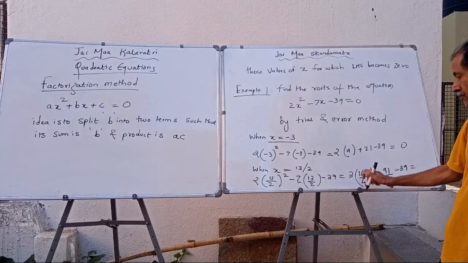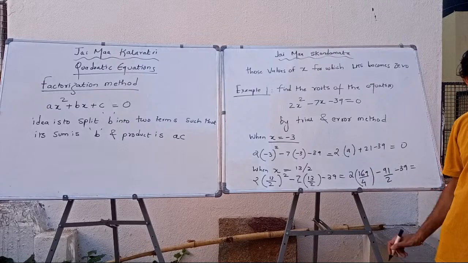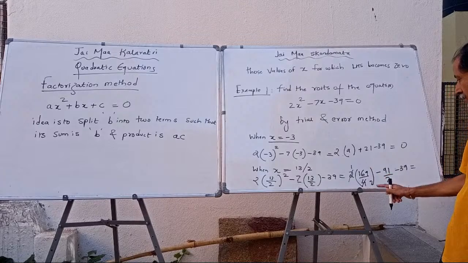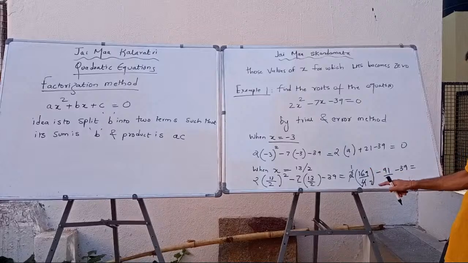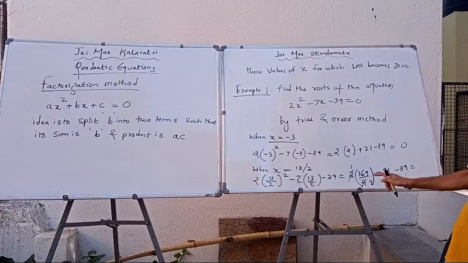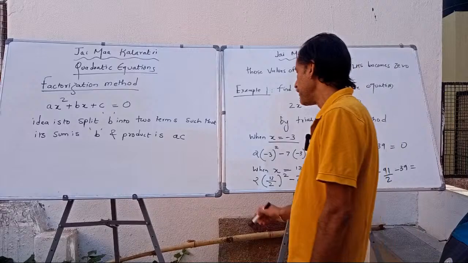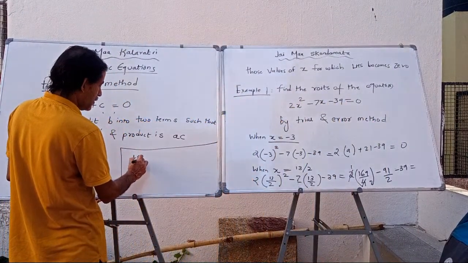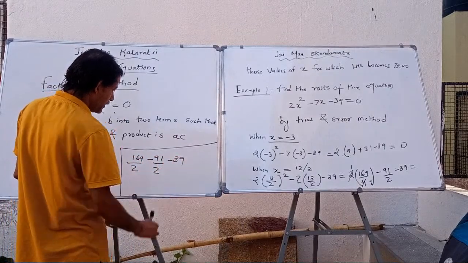Now 2, are you going to multiply it? Can I cancel 2 and 4? Yes. 2 ones are 2, 2 twos are 4. Now, can I just subtract? There is no need of LCM because the denominator is 2 anyway, but for this we will have to. Just try it out with this. 169 by 2 minus 91 by 2 minus 39.